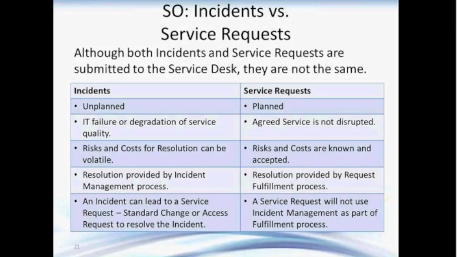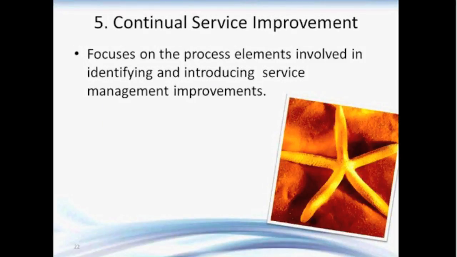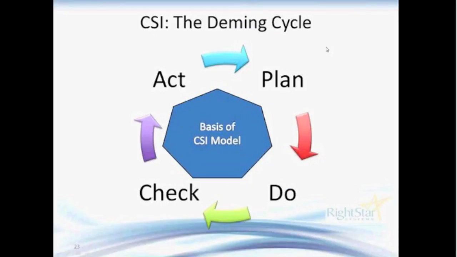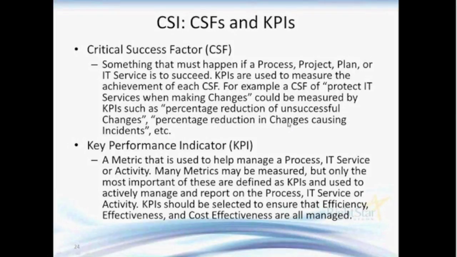To talk a little bit more about metrics, I'm going to mention briefly the CSI, or Continual Service Improvement phase of the life cycle. In CSI, at the core of the CSI model, we have the Deming cycle, which is essentially plan, do, check, act. So it's the check portion that we're talking about when we're talking about KPIs and reporting. KPIs are based on our critical success factors, and I use an example here from change management. If we've determined in IT that it's critical to protect IT services when making changes, then we may want to measure how many incidents were caused by a particular change. So we can link incidents to a change to identify how many incidents were caused by that change.